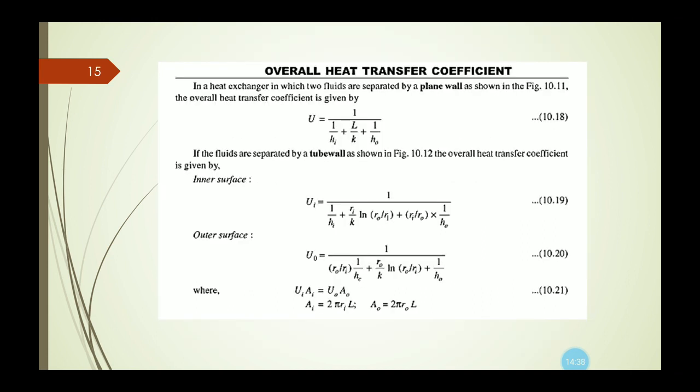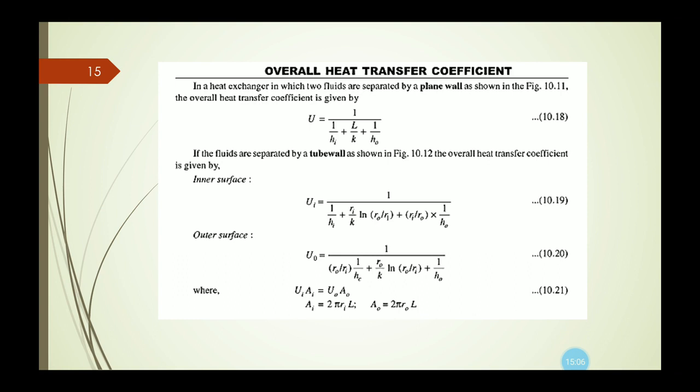The next topic is the overall heat transfer coefficient. In a heat exchanger in which two fluids are separated by a plain wall, the formula for the overall heat transfer coefficient is capital U equals 1 by Hi plus L by K plus 1 by Ho. This we have already studied earlier.